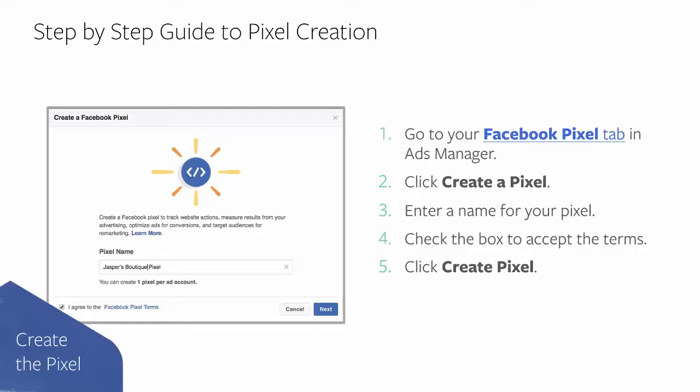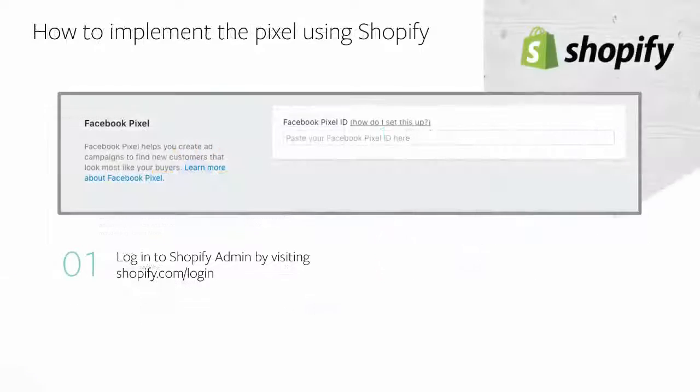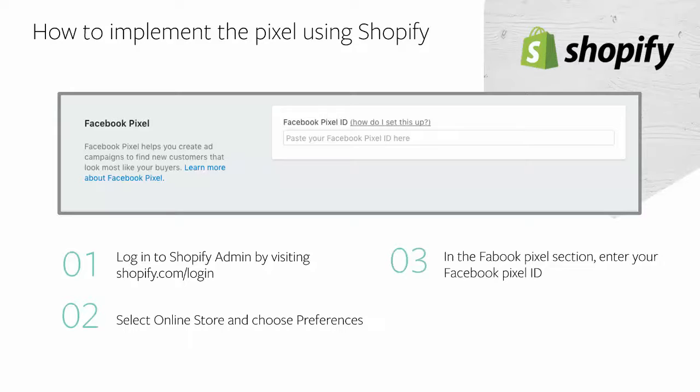Now you've finished creating your pixel. Congratulations! The next step is implementing the pixel on your site. So let's get started with Shopify. To get started, go to Shopify's website, shopify.com/login. Enter your store's address, email address, and password, and then click Login. Select Online Store and choose Preferences. In the Facebook Pixel section, enter your Facebook Pixel ID, and then click Save. And that's it.